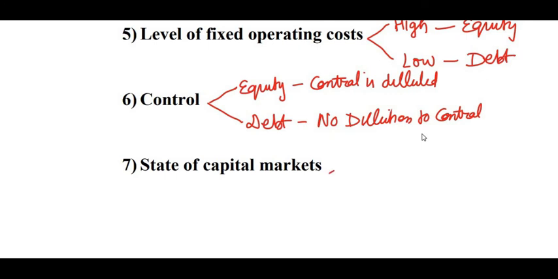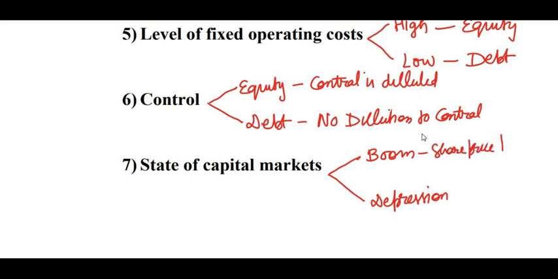Next, coming to state of capital market. Your capital market may be having a boom period or depression period. So when the boom period is there, we know that share prices increase, and during depression, share prices are declining. So during boom period, it is better to go for equity, whereas during depression period, don't offer equity, nobody will buy. It is better to go for debt.